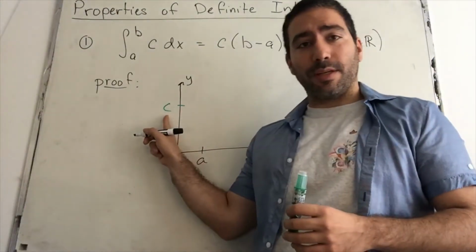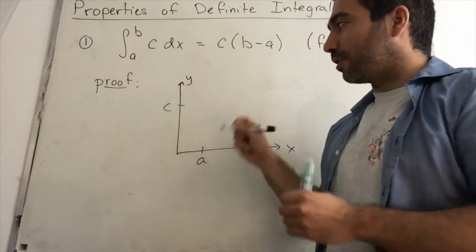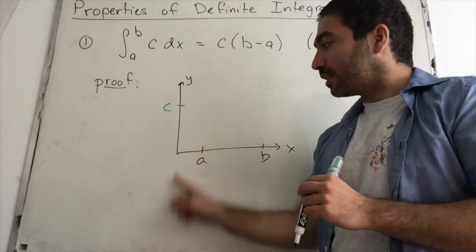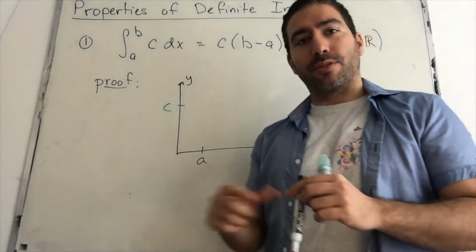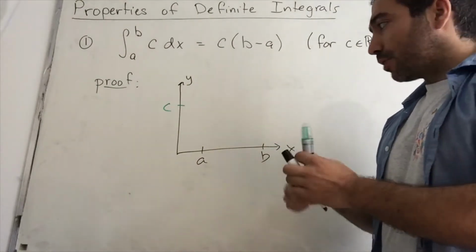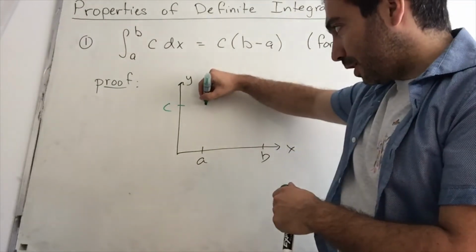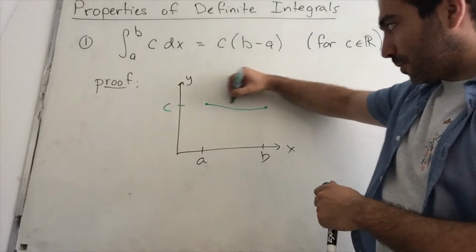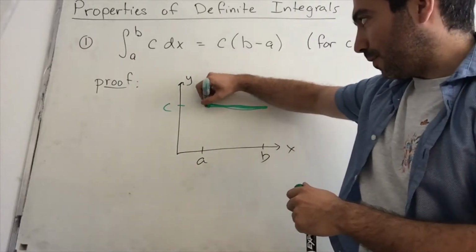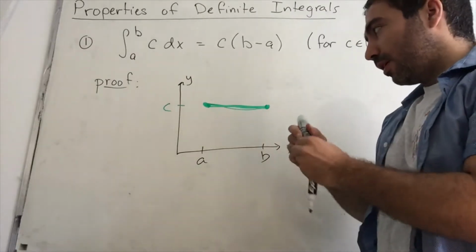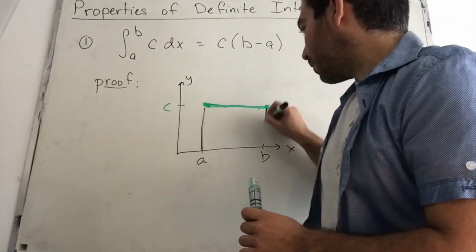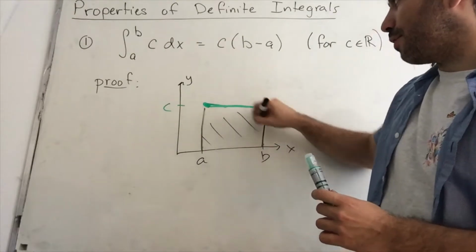C doesn't necessarily have to be positive. Right now I have it drawn in a positive case, but you could consider c on the negative side of the y-axis, let's say, and you get the same argument. So if c is positive or negative, it doesn't change the argument that we're making. So c is a constant from a to b, so it's essentially just a straight line. It's supposed to be a straight line. And you can see right away that this gives us the area of a rectangle.